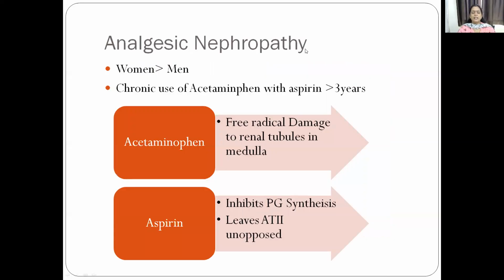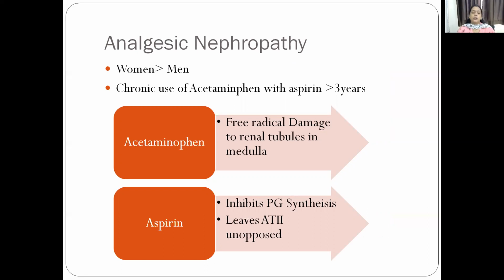So coming to analgesic nephropathy, again, women are more commonly affected than men. Chronic users of acetaminophen with aspirin for more than 3 years. What acetaminophen causes is free radical damage to the renal tubules in the medulla. And aspirin causes inhibition of prostaglandin synthesis that will leave the angiotensin II unopposed and thereby decrease the blood supply to the renal parenchyma.